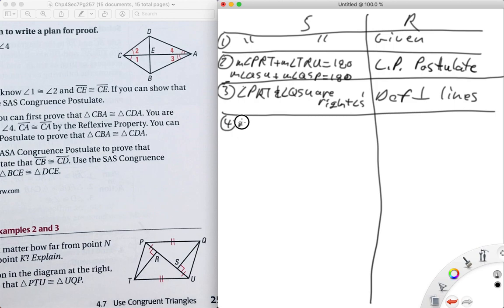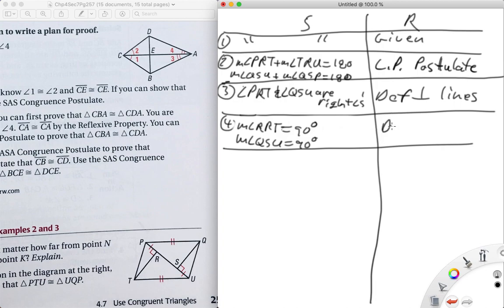So then the measure of angle PRT and the measure of angle QSU equals 90 degrees. Actually, I can't write it that way. I was trying to save space. Measure of angle PRT equals 90 degrees. Measure of angle QSU equals 90 degrees. Definition of right angles.